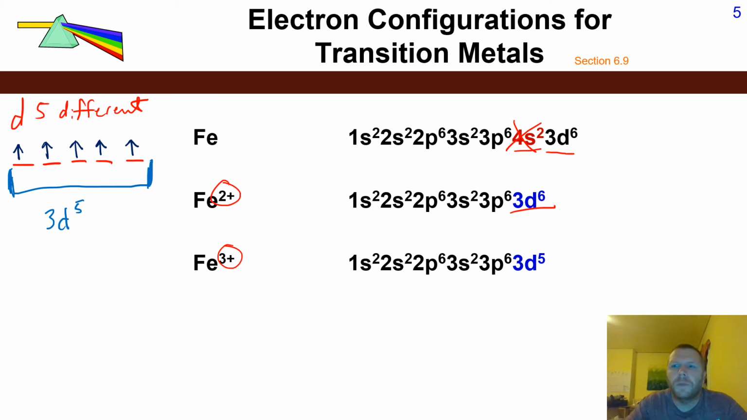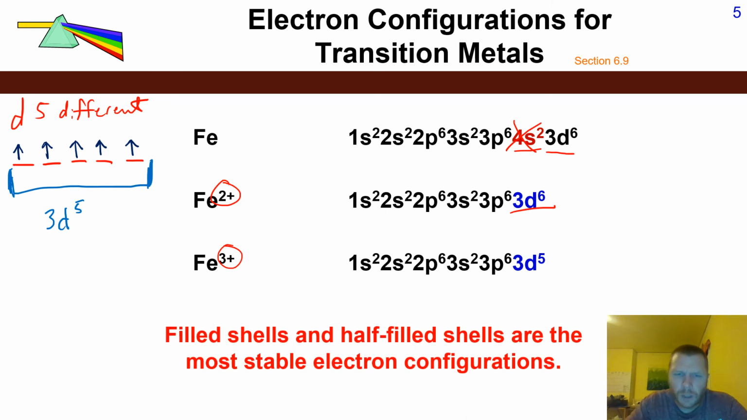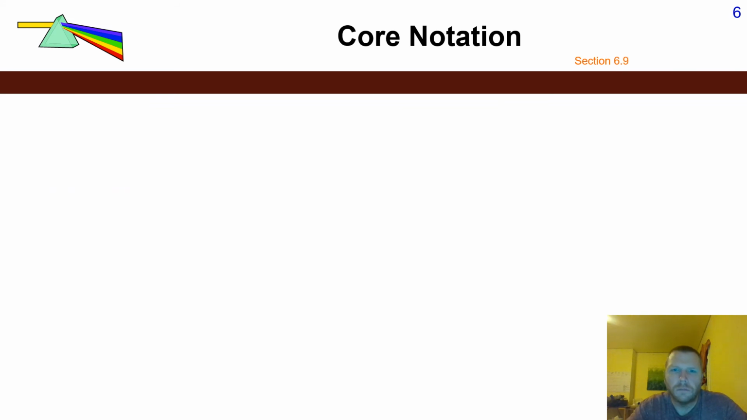Okay, now our filled shells and half-filled shells are the most stable electron configuration. So these right here are half-filled shells. If we can have 5 half-filled shells, that's better than 4 half-filled shells and 1 fully filled shell, as would be the case with a 3d6 configuration.